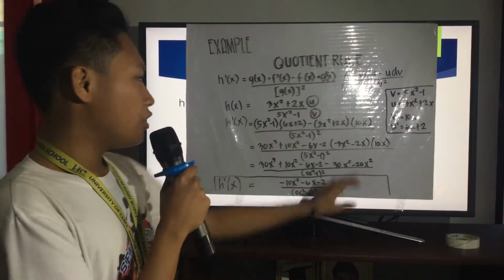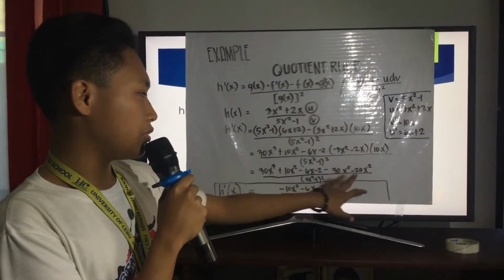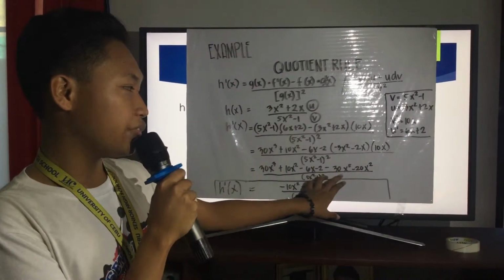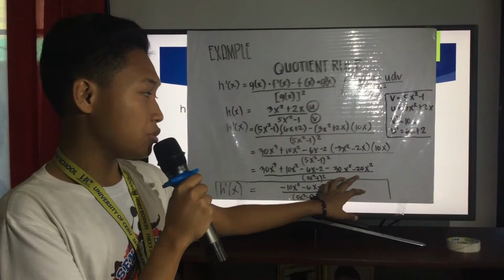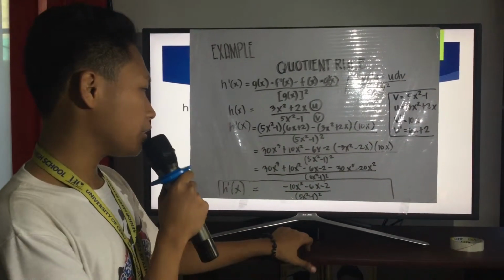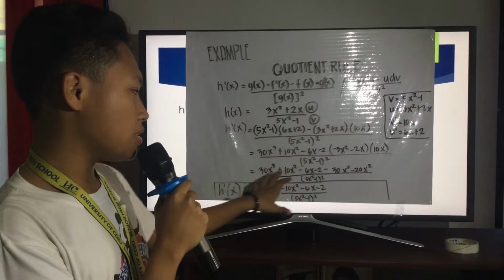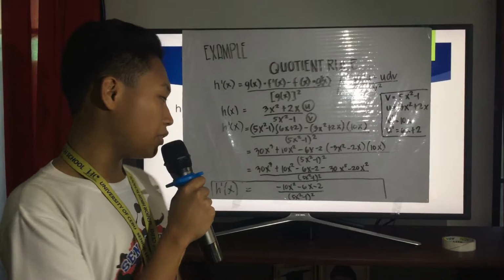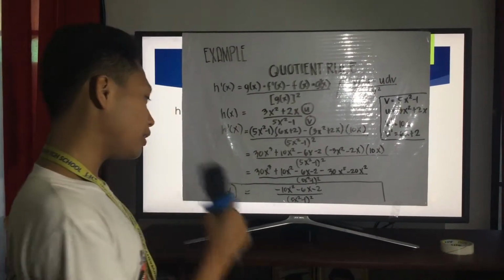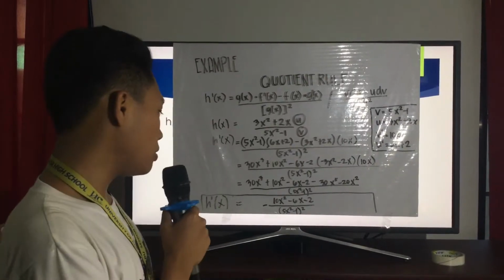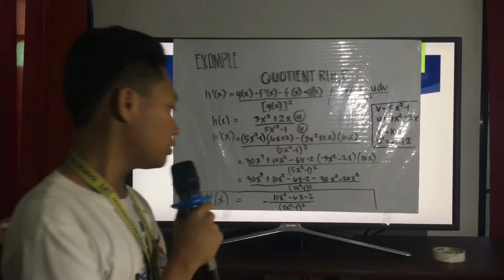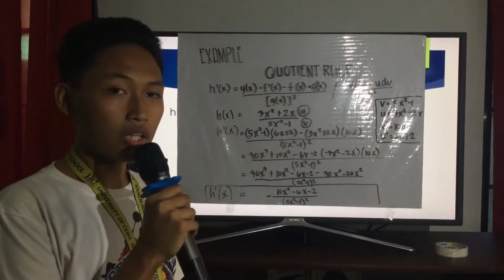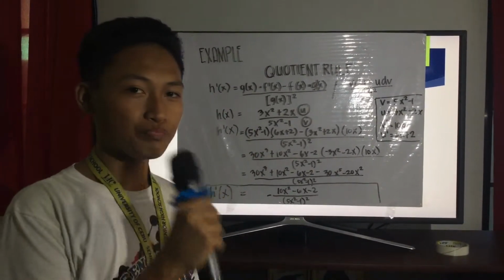So, using the FOIL method, you distribute each term, and it will become negative 30x raised to the power of 4 minus 20x squared. And then you combine the like terms, the answer will be negative 10x squared minus 6x minus 2, all over 5x squared minus 1 squared. So the final answer will be h prime of x is equal to negative 10x squared minus 6x minus 2 all over the quantity of 5x squared minus 1 squared.